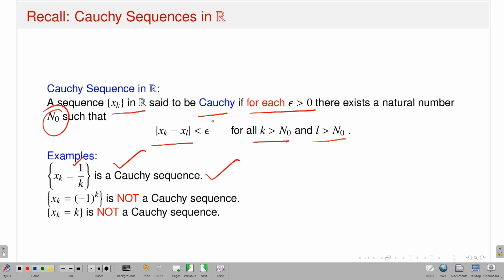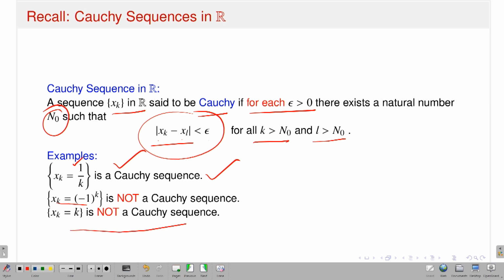And of course, by definition also, given epsilon, you can make the difference between 1 by k1 and 1 by k2 less than epsilon for all k1, k2 greater than or equal to some number. This next one is not a Cauchy sequence because it is not convergent, because in the real line we know that Cauchy sequence and convergent sequence are equivalent. Since it is not convergent, it is not Cauchy.